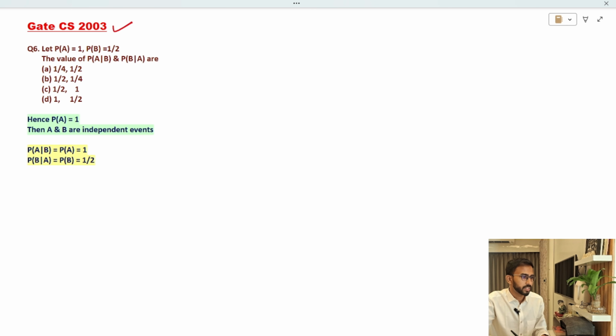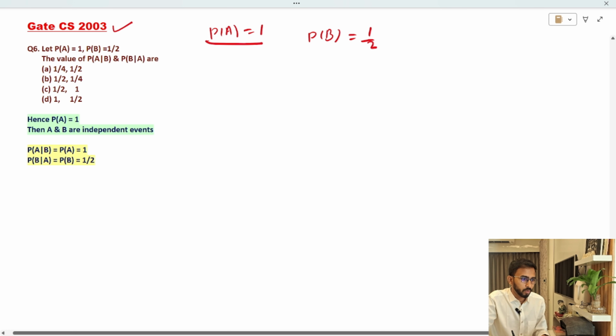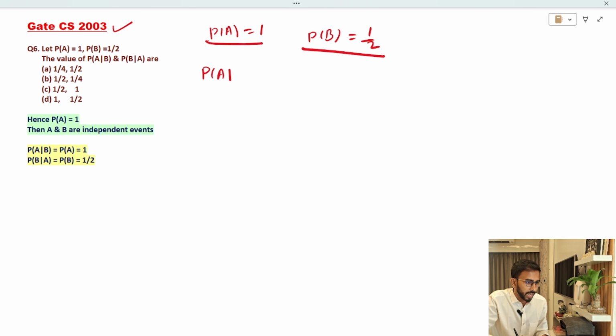GATE CS 2003. Here the question is probability of A is equal to 1, this is given, and probability of B is equal to half, this is also given. So we have to find the value of probability of A given that B has already happened, and second is probability of B given that A has already happened. We have to find these two. So how will we find this?